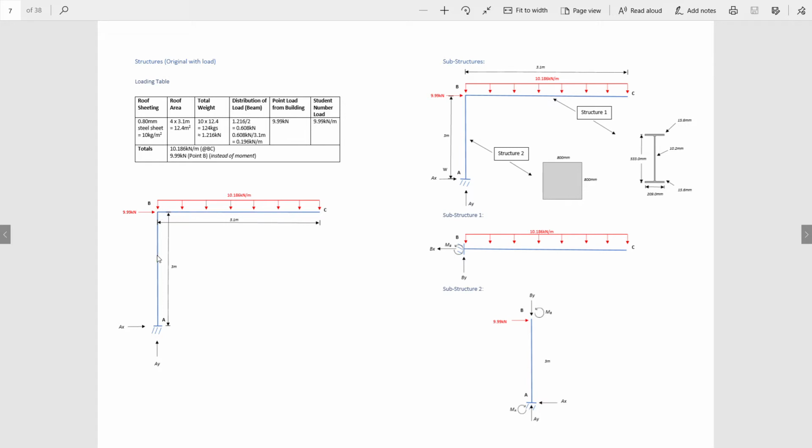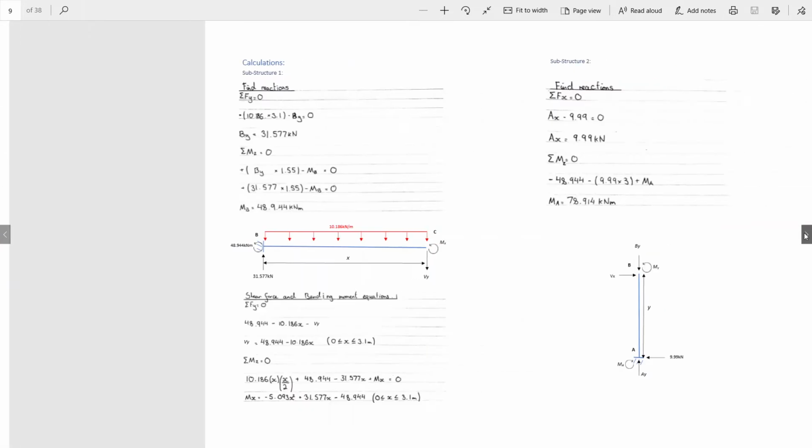I've then split these two structures into two substructures. As you can see, here's a little cross section of the concrete beam here, 800 by 800. And this here is the beam that we were able to work out doing our deflection calculations. We'll talk about this a little more in depth, but it's an I-beam that needed to span 3.1 meters. Right, so moving on, we've got our substructure 1 and 2 idealized here. We've just got our loading, seeing fixed here and fixed here at both bases.